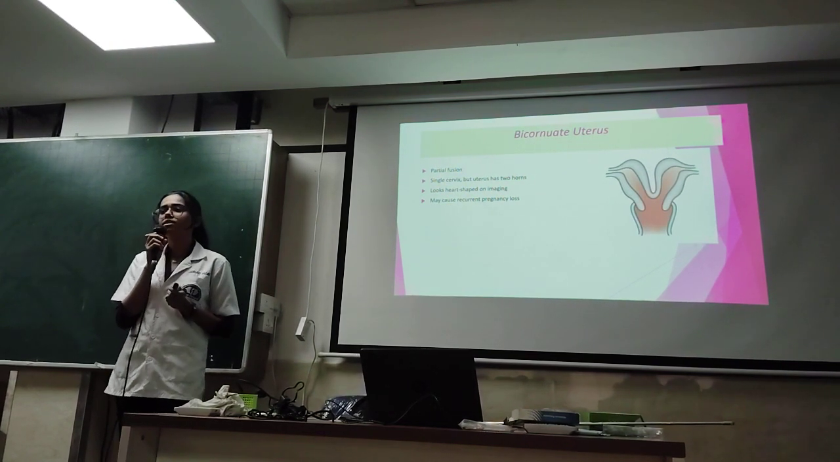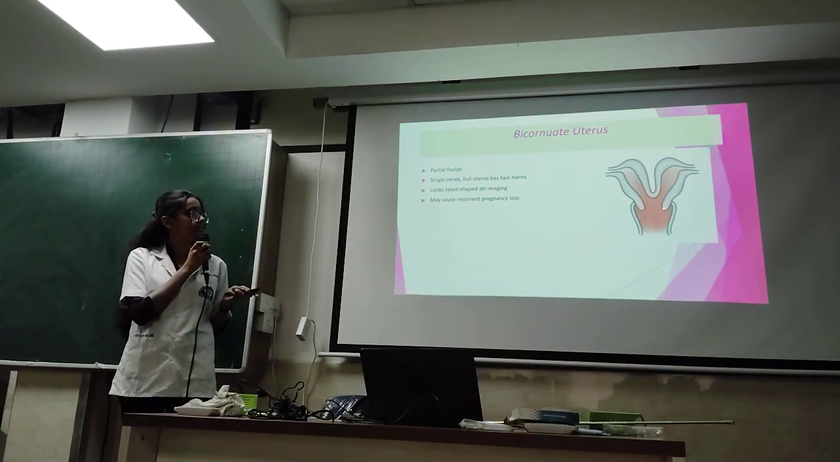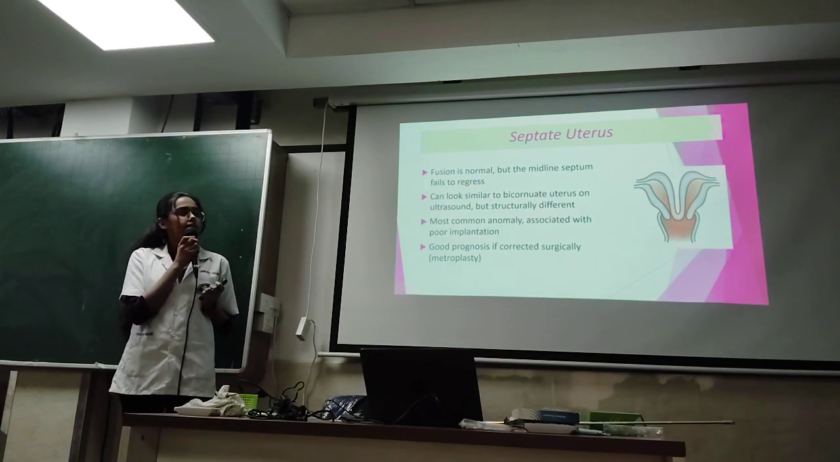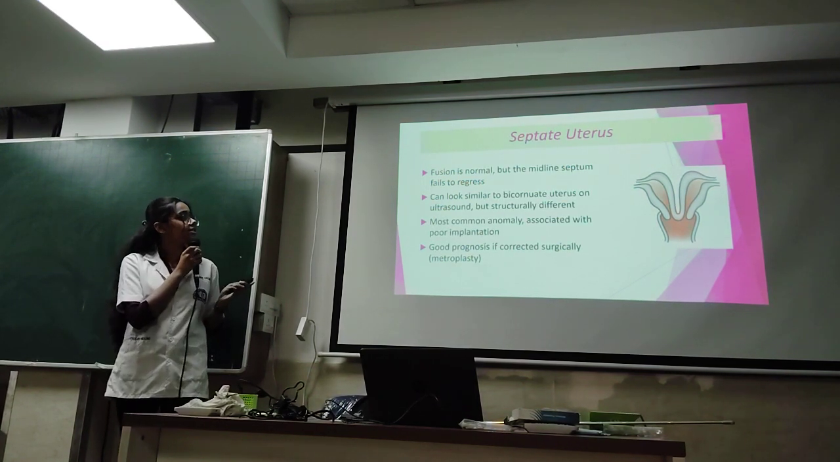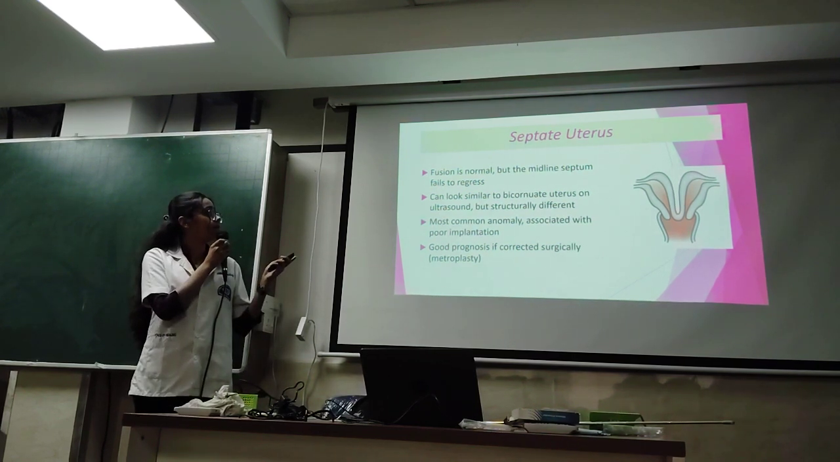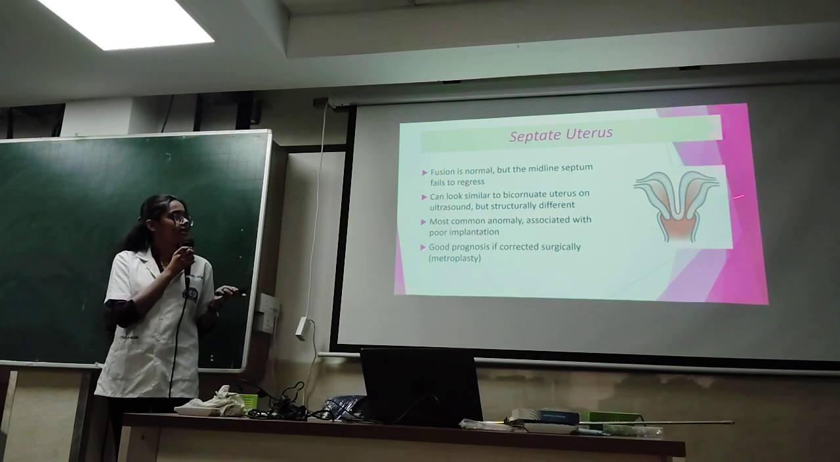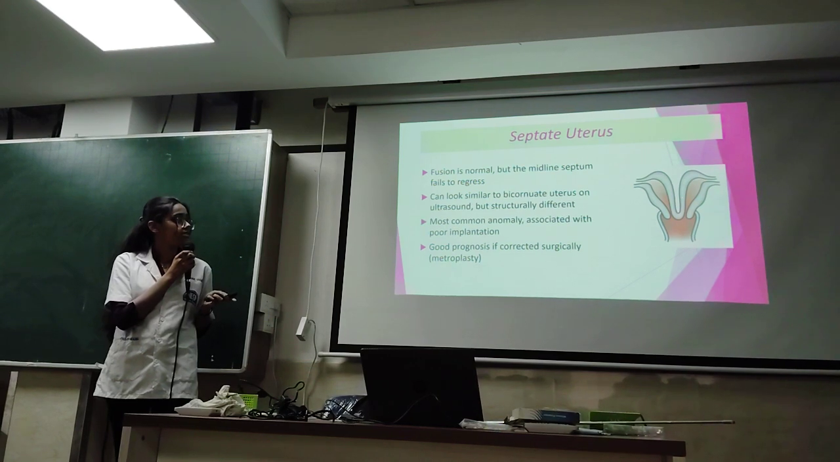The bicornuate uterus is wherein there is partial fusion, and therefore we have a single cervix and vagina, but 2 small horns of uterus. The septate uterus is wherein there is normal fusion, but there is a problem in the midline septum which fails to regress. It is also important to note that this may appear similar to the bicornuate uterus, as there is a single cervix and a vagina but 2 uterine horns.